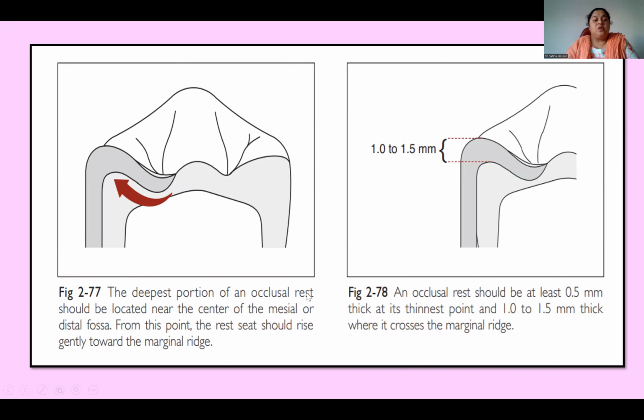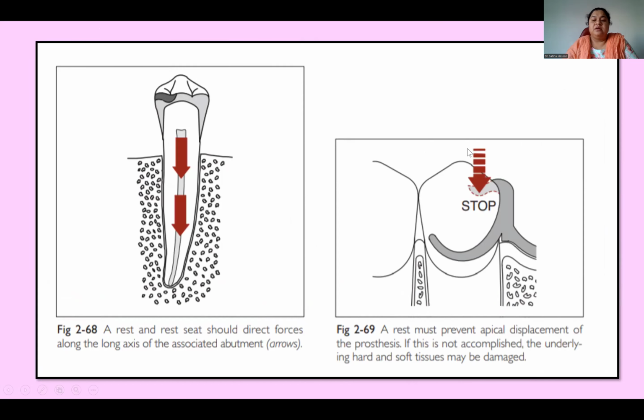The deepest portion of an occlusal rest should be located near the center of the mesial or distal fossa. From this point, the rest seat should rise gently towards the marginal ridge. This is the proper and perfect way of placing the rest. Deepest portion, and it should rise towards the marginal ridge. How much is the thickness? Obviously, 1 to 1.5 millimeters. See these rests, why are they important? Because these are the vertical stops, forcing vertically down. Left, right, any force will cause damage.